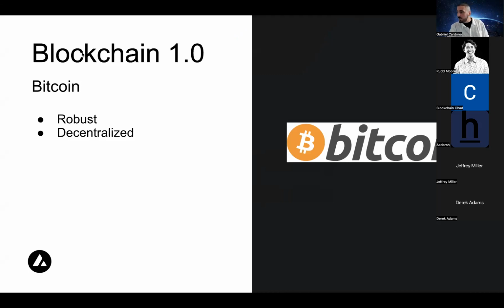So blockchain 1.0, let me move this. I don't know what you guys can see, but I see a Zoom element on the screen. I'm going to swap it over here.